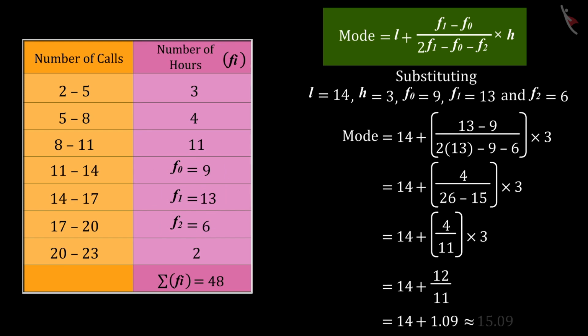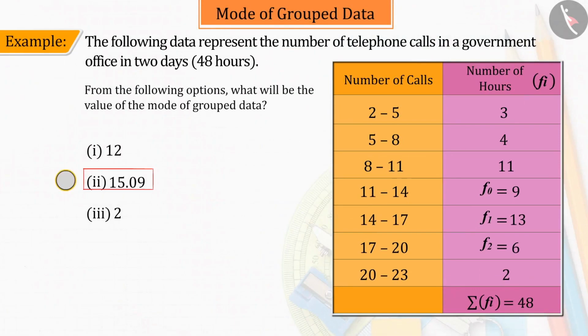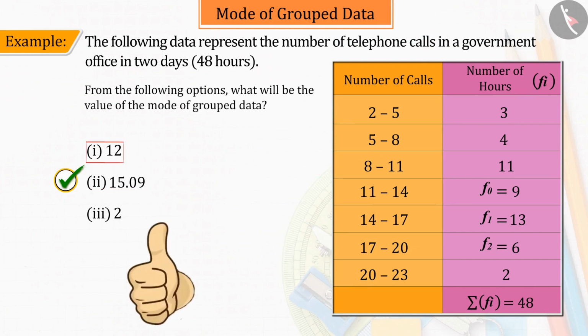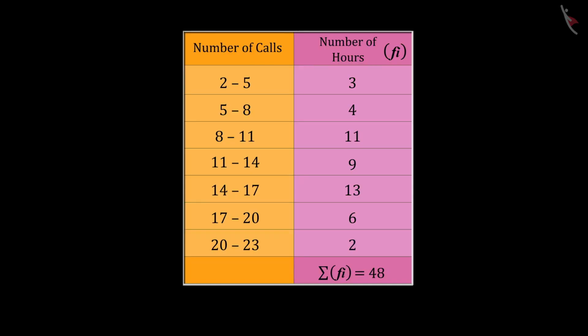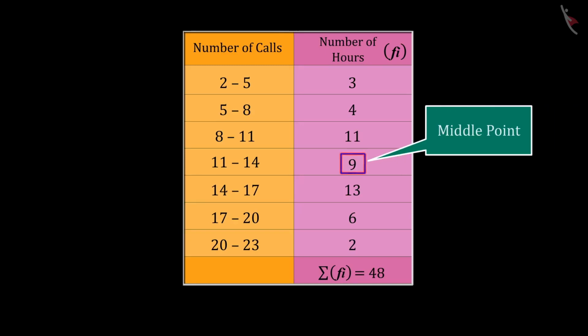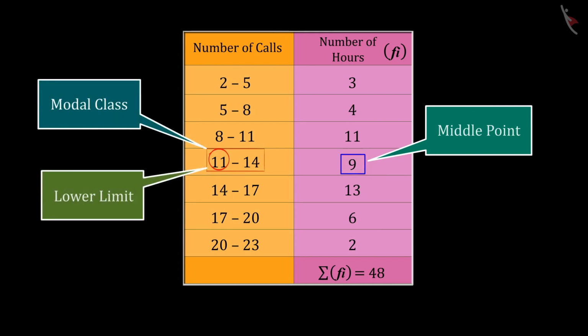The value of mode obtained is approximately 15.09. So, option 2 is the correct answer. If you have selected option 1, it is a good try. But this answer is wrong. Because instead of the highest frequency, you choose the midpoint of the frequencies. And on the basis of that, have started to solve the question.